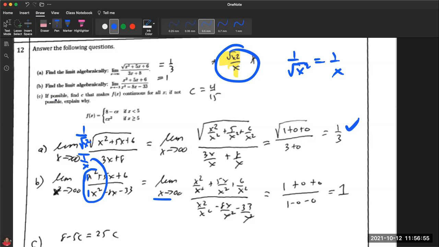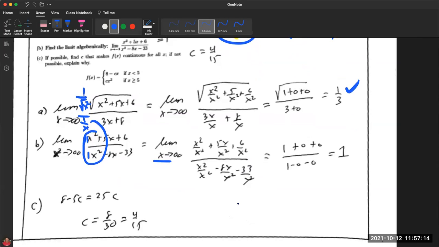And then the last piece: if possible, find c that makes f of x continuous for all x. If not, explain why. So in this case, for these two pieces, this little linear equation and a quadratic, for that to be continuous, they need to connect. Now, we're not talking about differentiable, we're just talking about continuous. So somewhere along the x-axis, at x equals 5, these pieces need to connect with each other in some way, the line and the parabola.